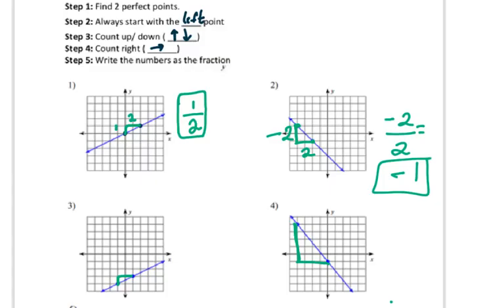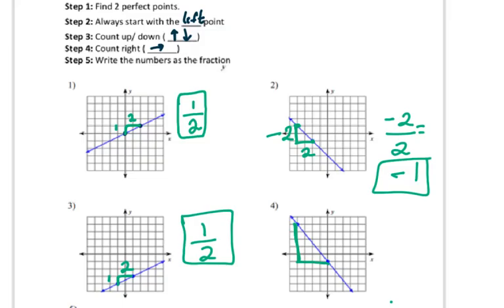We can check it together. Number 3 goes up 1 and to the right 2. So it rises 1 and it runs 2. This graph is positive. It goes up the hill, so it is a positive slope. M equals 1/2.